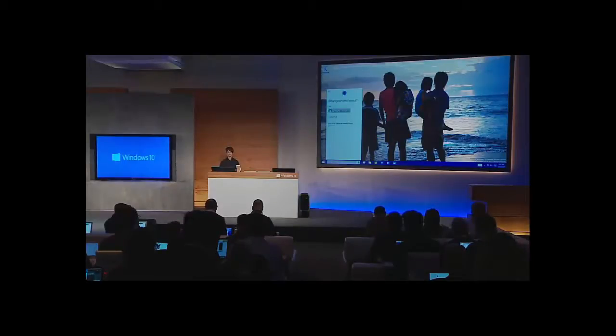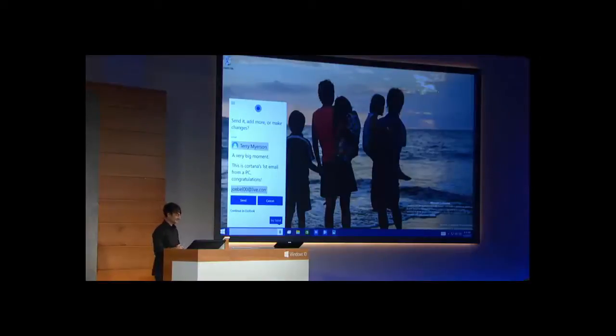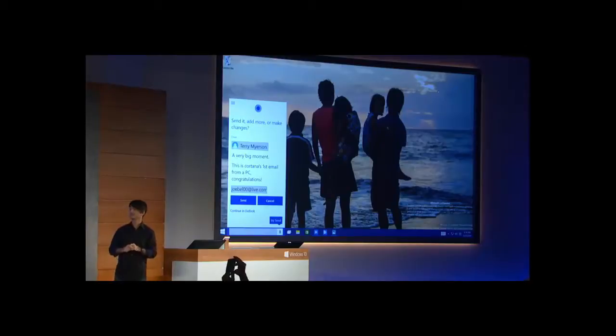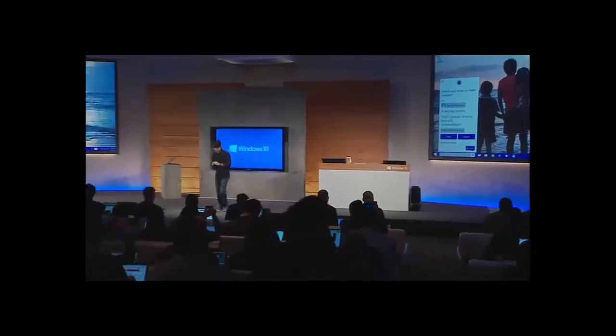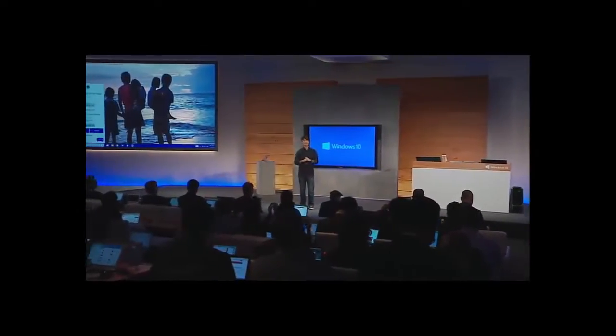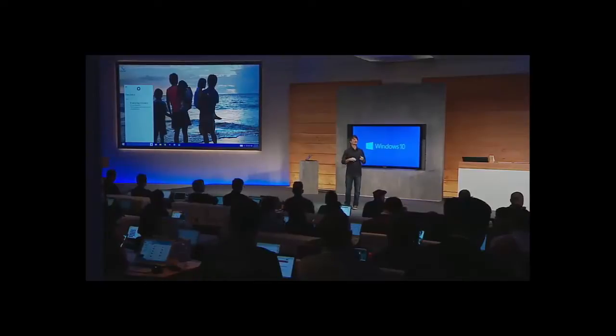What's your email about? A very big moment. What do you want to say? This is Cortana's first email from a PC, comma, congratulations, exclamation point. Email Terry Myerson about a very big moment. Saying this is Cortana's first email from a PC, congratulations. Send it, add more, or make changes. Send it. I've sent it. Great. We'll have Terry forward that on to the team.